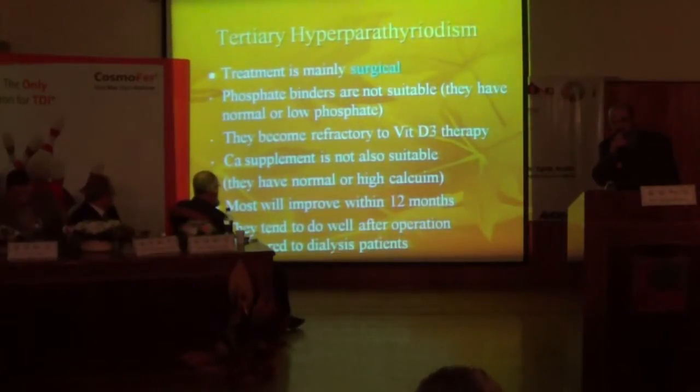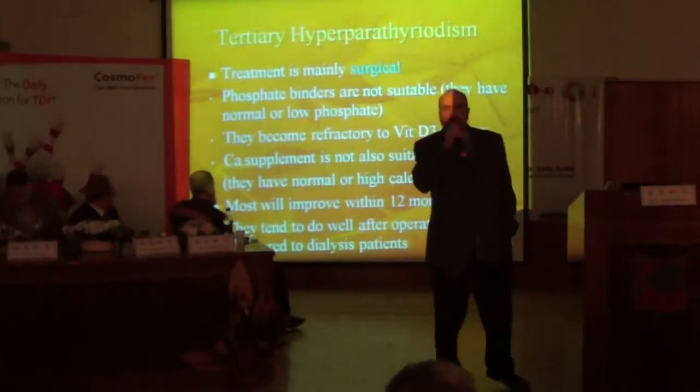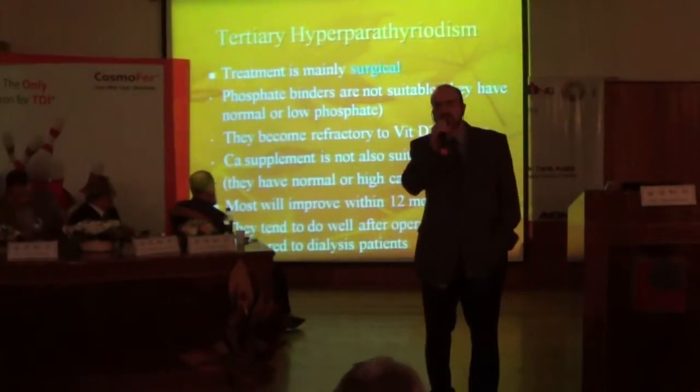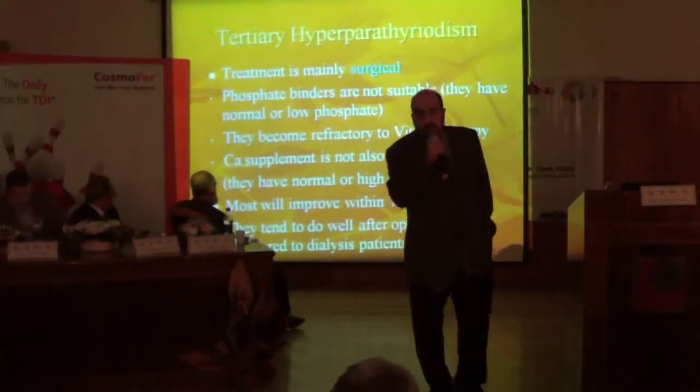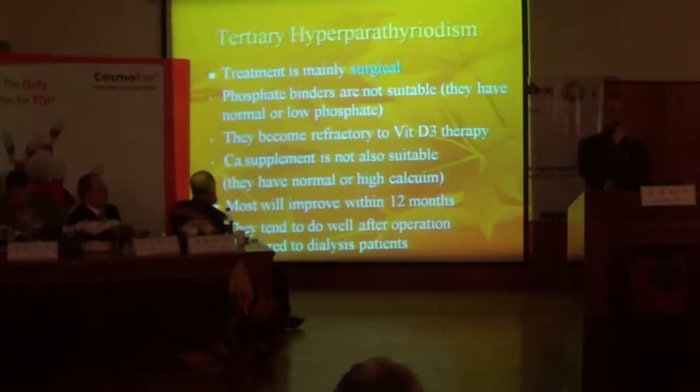Because they are hyperphosphatemic. If you remember in transplantation, you give calcineurin inhibitor, and calcineurin inhibitor causes hypophosphatemia. Calcium is normal or high, so you can't give calcium. They are refractory to vitamin D, but we still give it. But lucky enough, most of them will improve within a year.